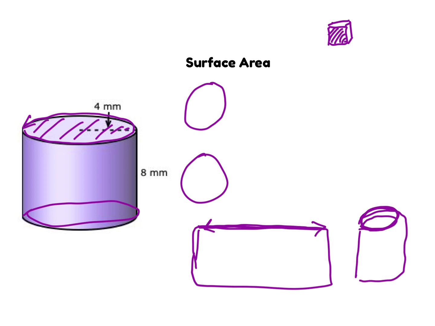So what I'm going to do is I'm going to find the area of my circle. And since it's the same on the top as the bottom, I'm just going to have it go twice. And then I'm going to find the circumference of my circle.